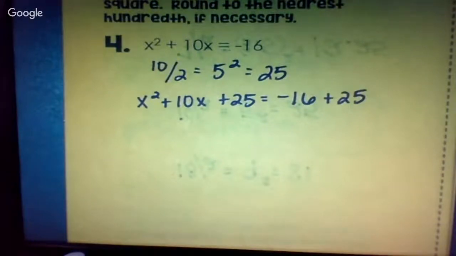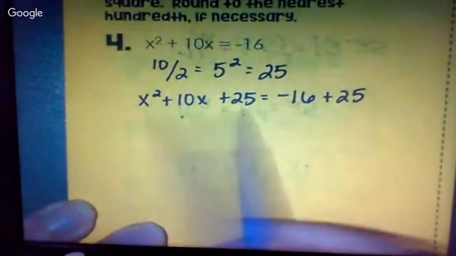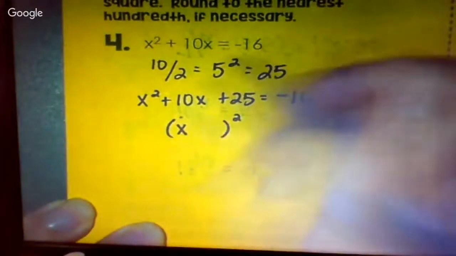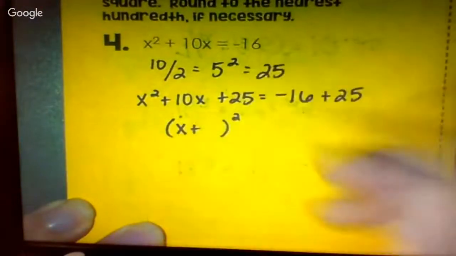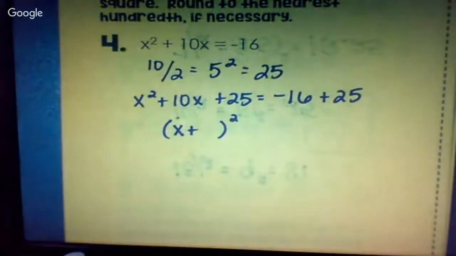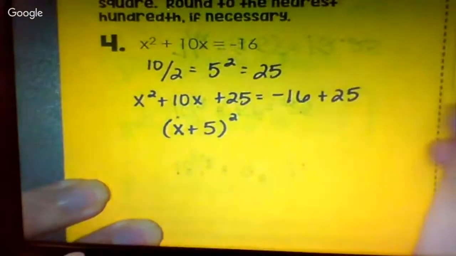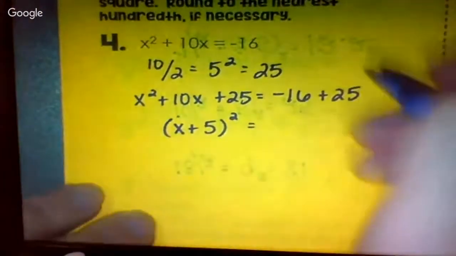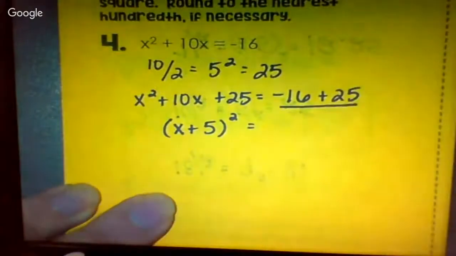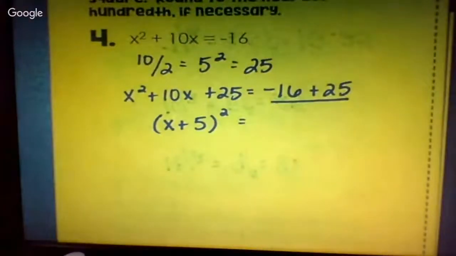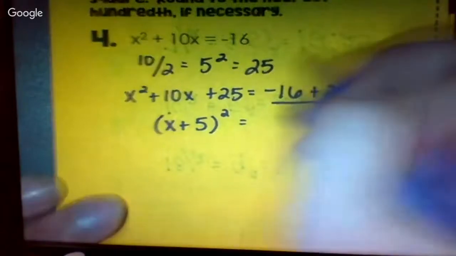Okay, this is now a perfect square trinomial, which means we need to write it as some quantity squared. My middle term is a plus, so it's going to be x plus. What value am I using to fill in that blank? 5. It's half of your b. So when I took half of 10, I got 5. So this is x plus 5 squared. And that equals what I get when I take negative 16 and add 25 to it. 9.